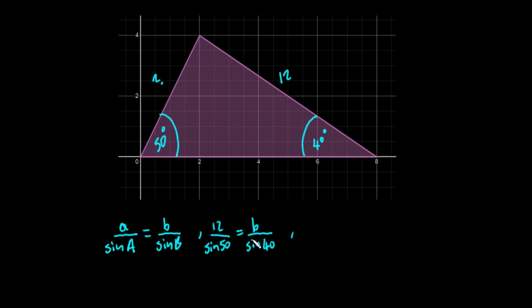Now we can rewrite this. If we multiply the right hand side by the sine of 40, then both of those cancel. It means we have to multiply the left side by the sine of 40. So we're going to be left with b is equal to 12 upon the sine of 50 times the sine of 40. So it means that when we put this into the calculator, this should give us the length of b. So let's go ahead and we'll put this into the calculator now.